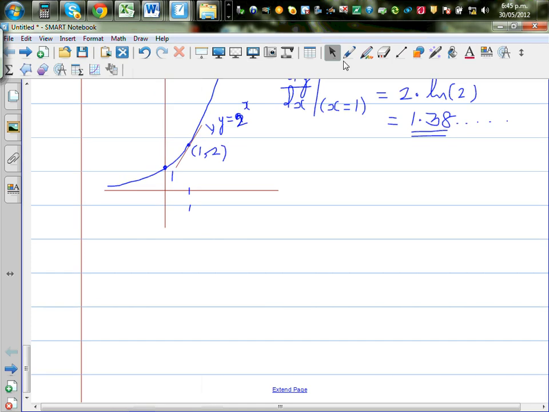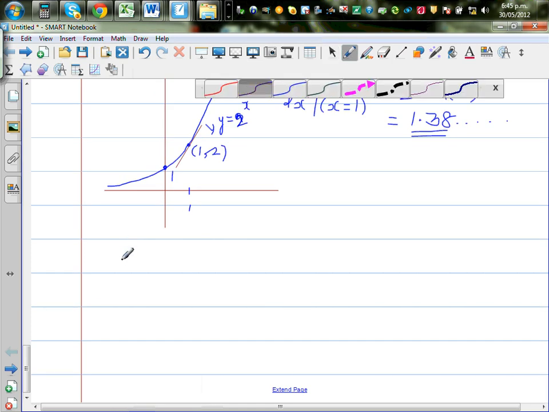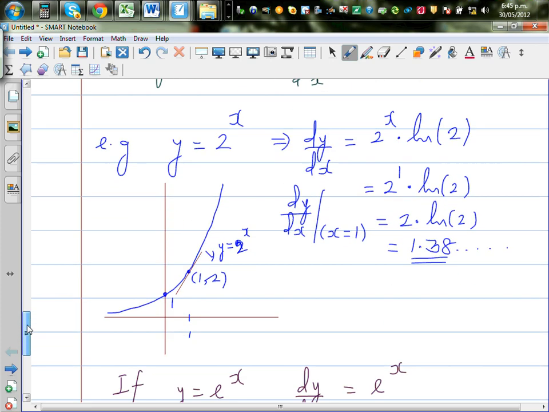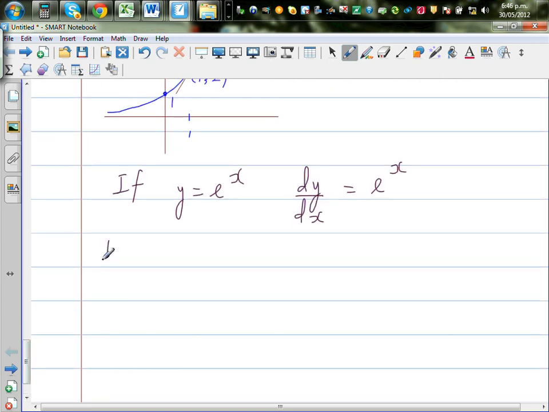Along with this, let us prove that if y is equal to e to the power x, dy by dx is e to the power x. We can use the same logic. What did we just prove? We just proved that if y is a to the power x, dy by dx is the function itself, a to the power x, times natural log of a.